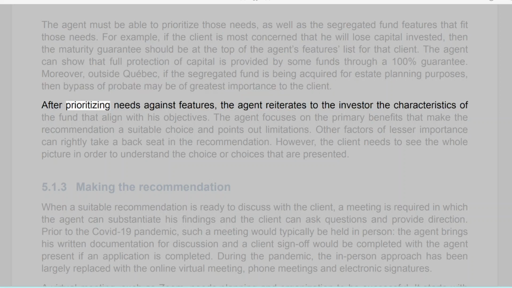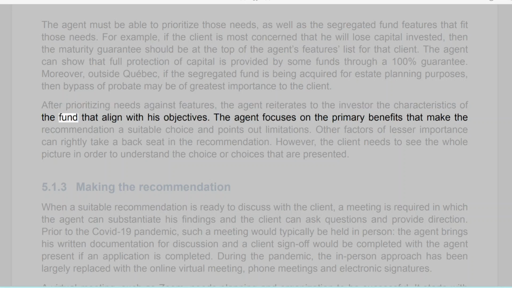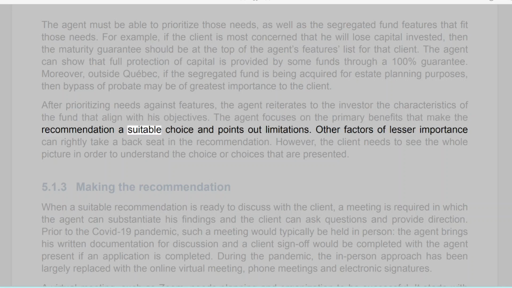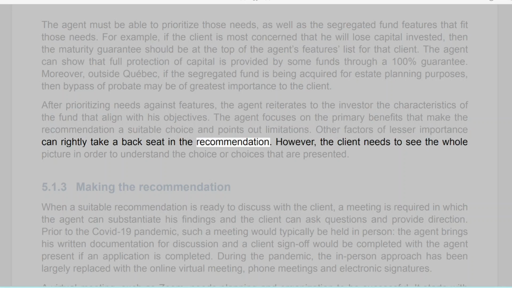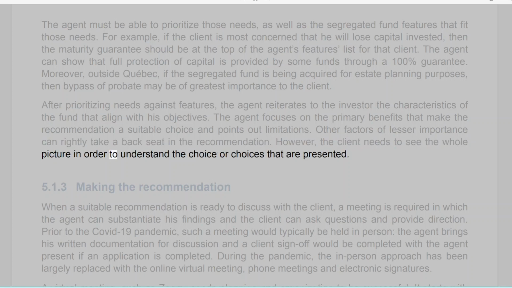After prioritizing needs against features, the agent reiterates to the investor the characteristics of the fund that align with his objectives. The agent focuses on the primary benefits that make the recommendation a suitable choice and points out limitations. Other factors of lesser importance can rightly take a back seat in the recommendation. However, the client needs to see the whole picture in order to understand the choice or choices that are presented.